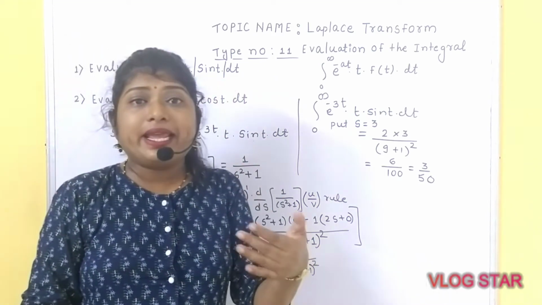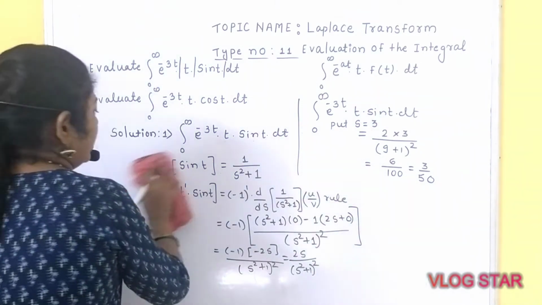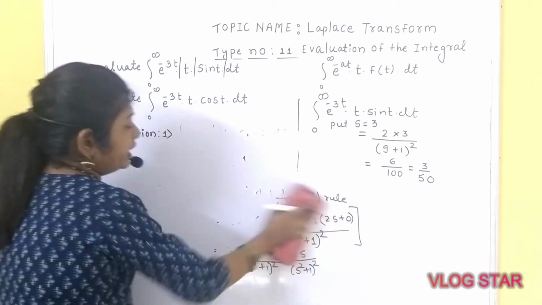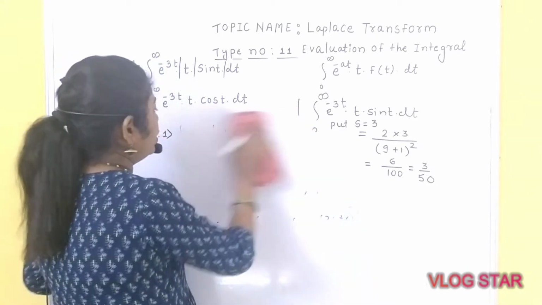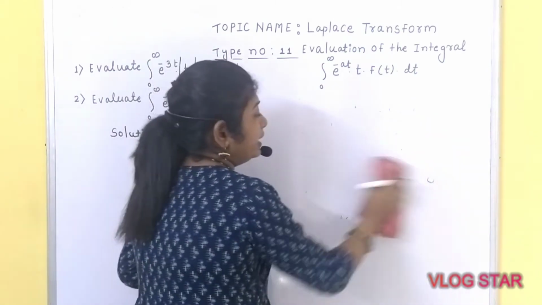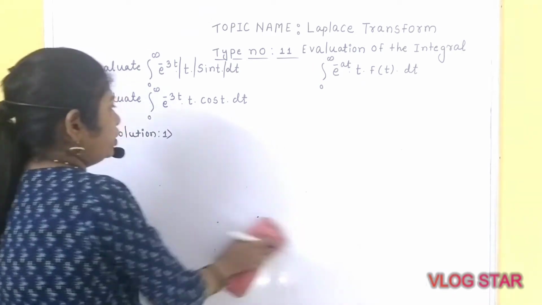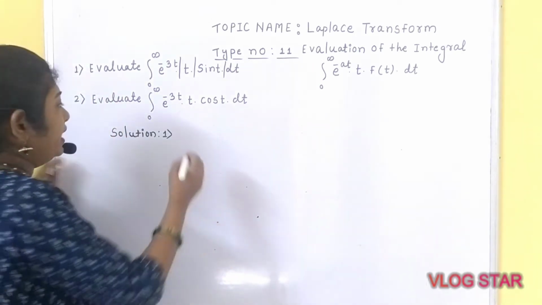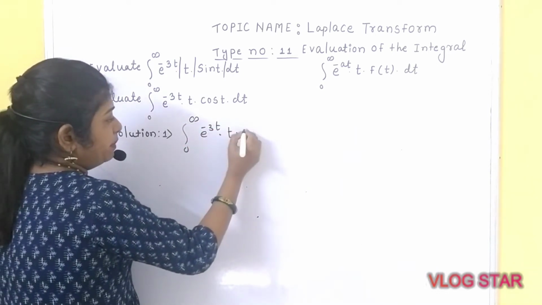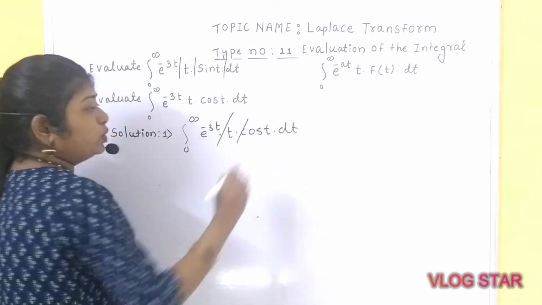Similarly, we'll consider example number 2 to understand this type. So what is given? The solution to we need to calculate. Integration of 0 to infinity e raised to minus 3t t into cos t into dt. So as I told you, you have to divide the given example into three parts. Am I right? You need to divide the given example into three parts.